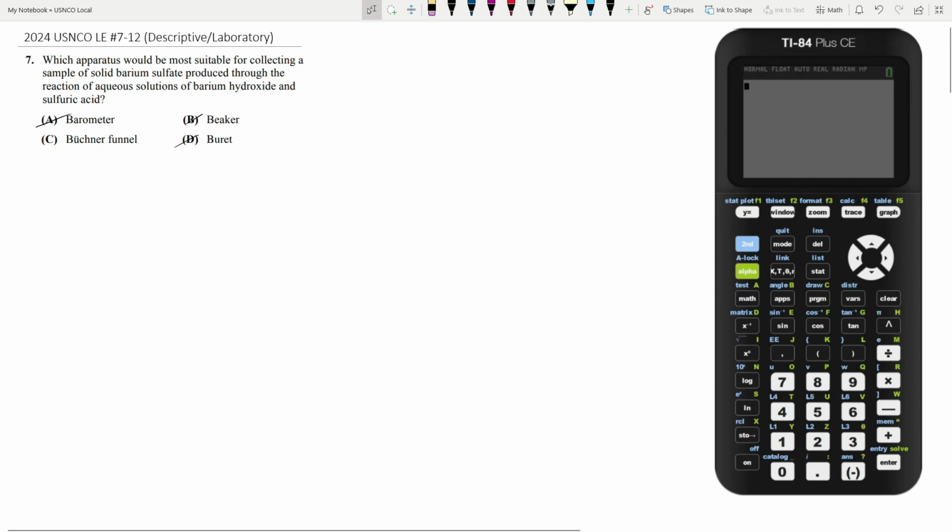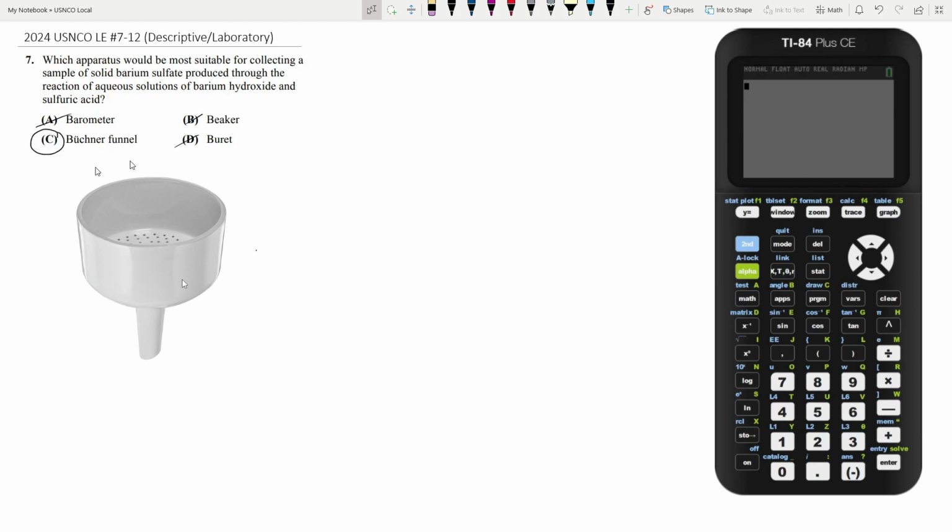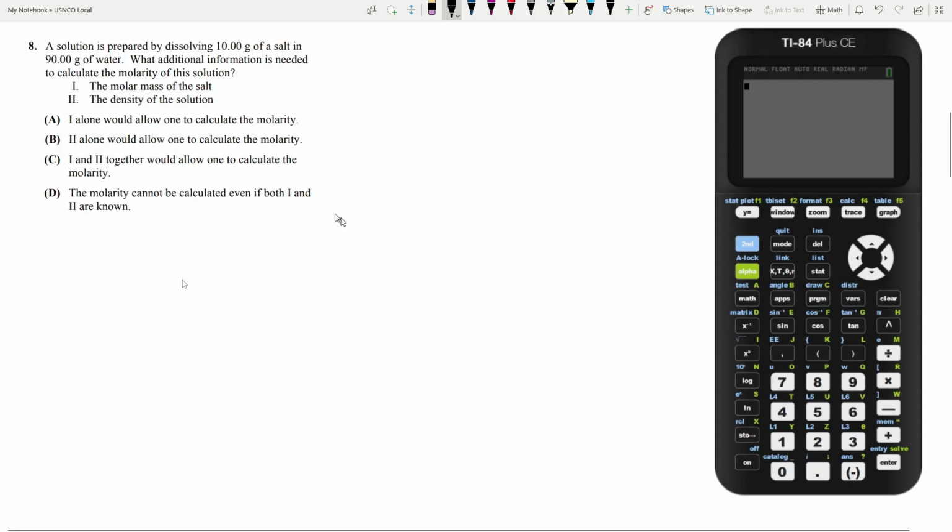A Buchner funnel. It looks something like this. And what it does is it has little pores over here, and that prevents solids from going through. So you could do your reaction here, let the solids sit here while everything else kind of filters away. So a Buchner funnel would be appropriate for a precipitation reaction, which is what we're trying to do here. Let's move on to question 8.